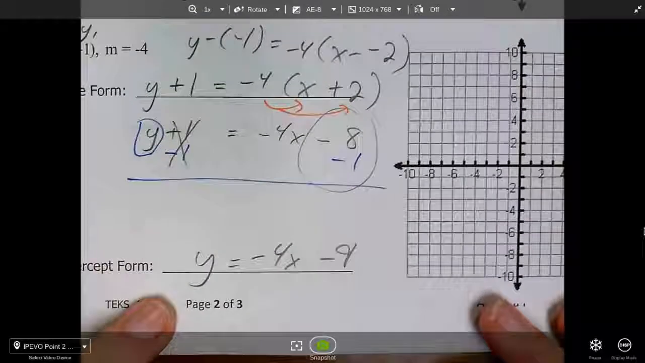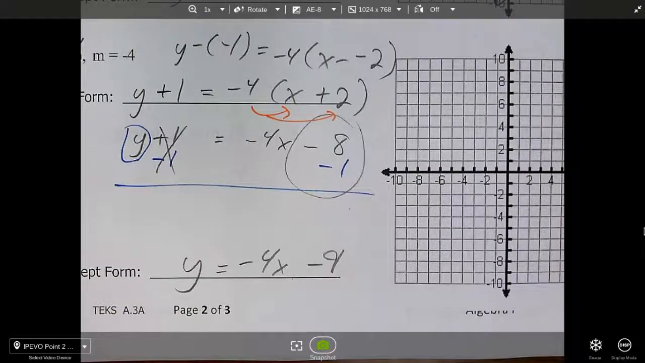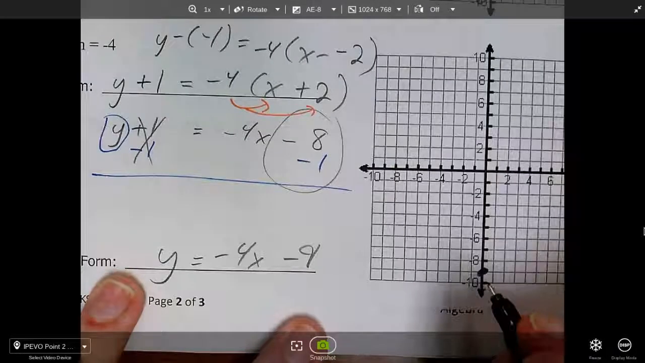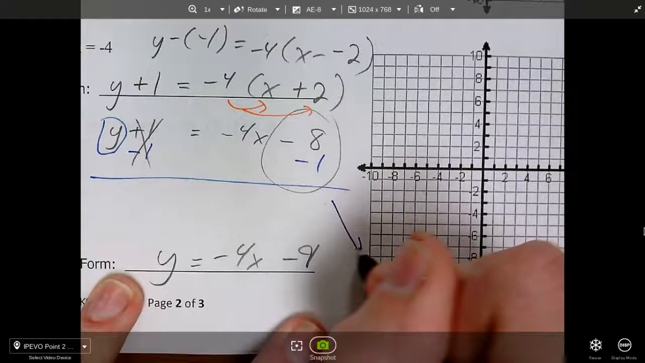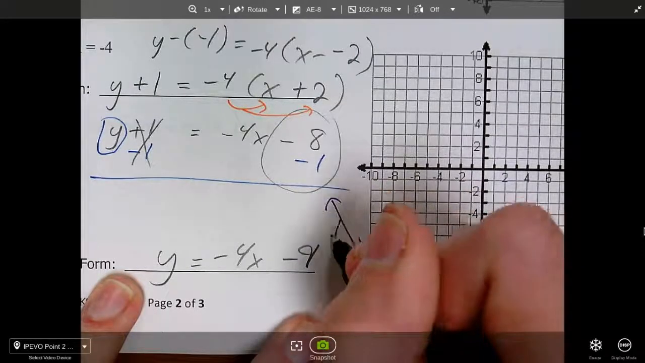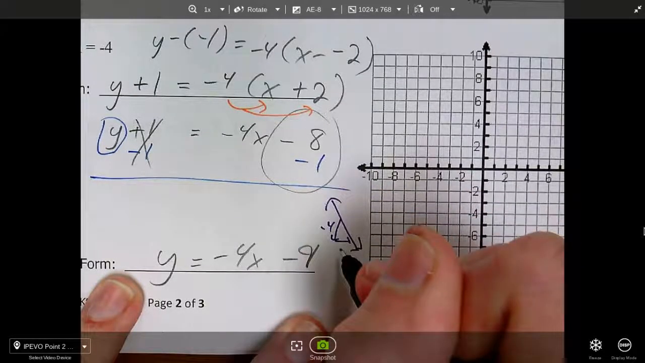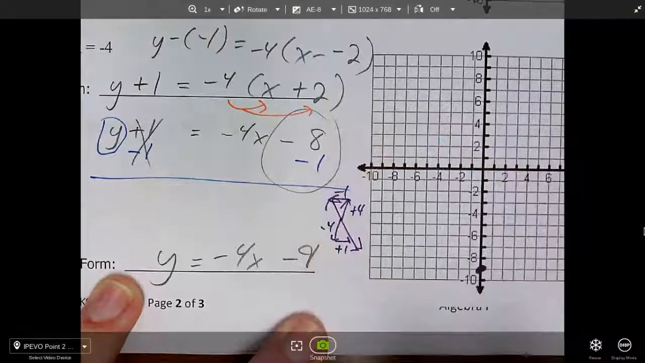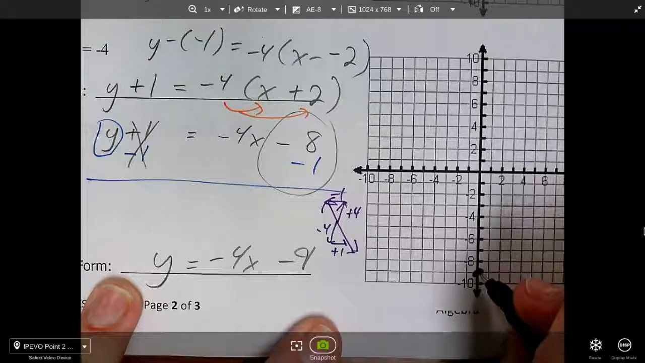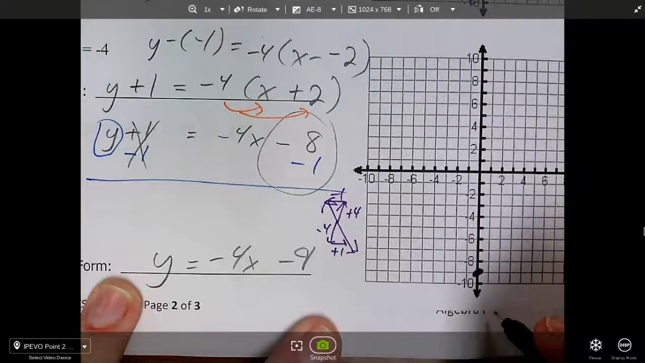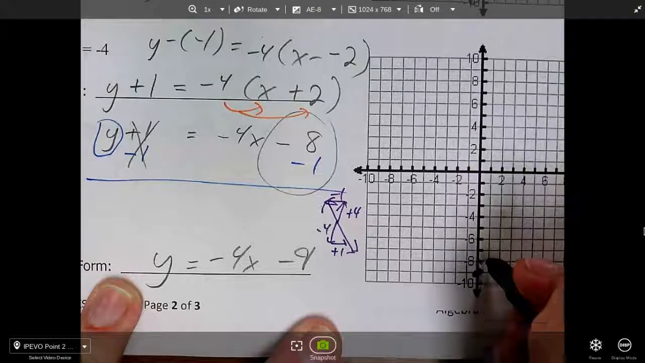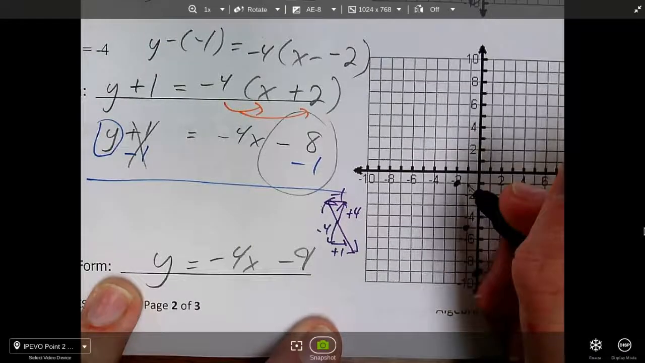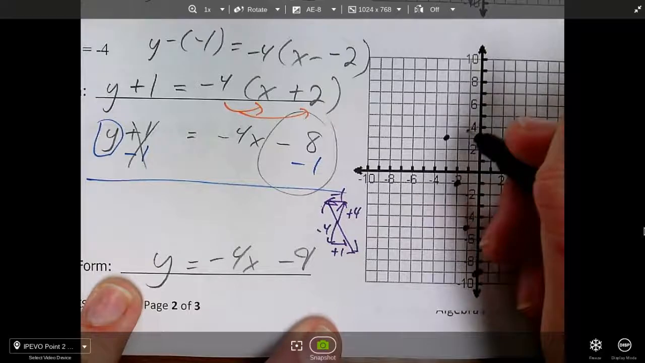Okay, so when we graph this, we'll start at negative 9, 0, negative 9. And it's a negative 4 slope, which means it's going to go down 4 into the right one, or up 4 into the left one. So down 4, no, that's not going to work. Okay, so we're going to have to go the other way. So we're going to go up 4 to the left one, up 4 to the left one, etc.